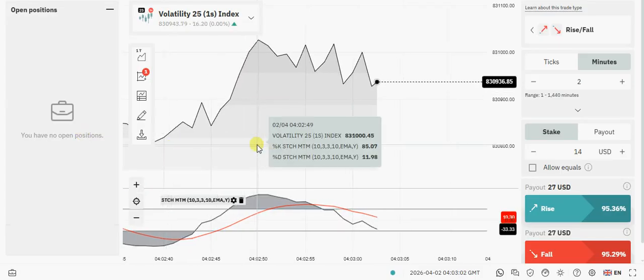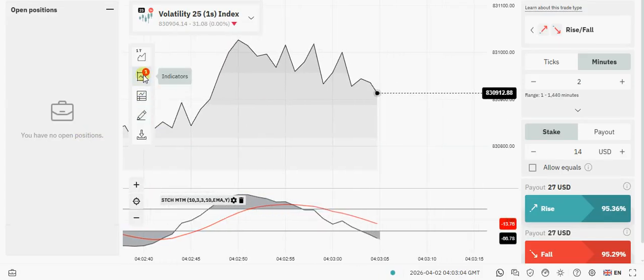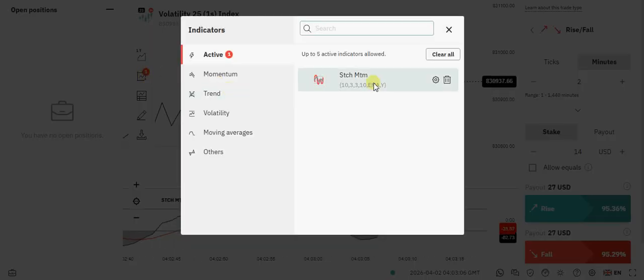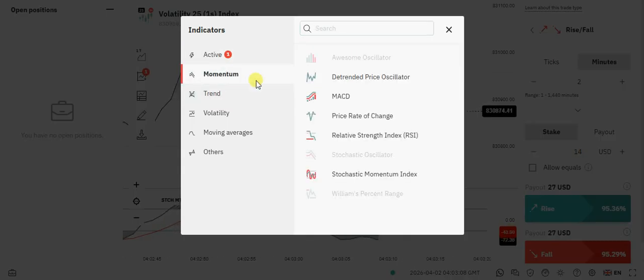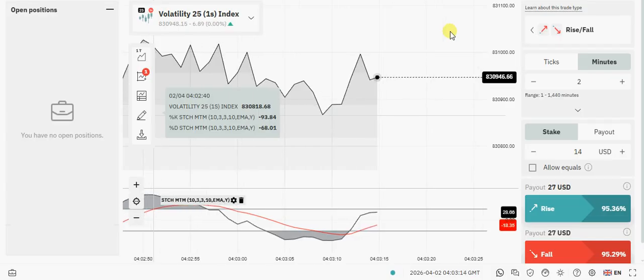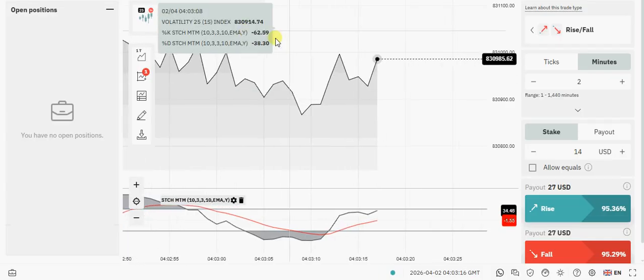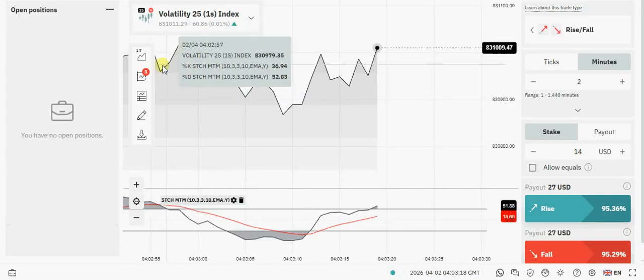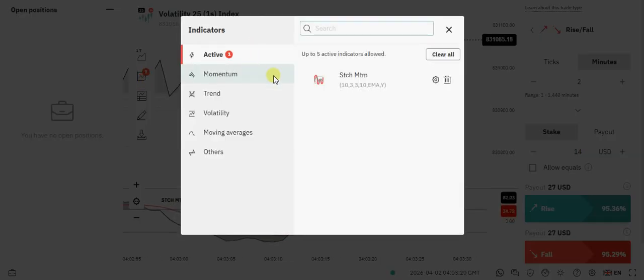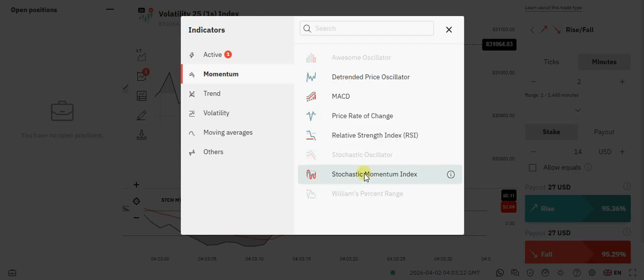So we're using the stochastic indicator right here. It's under the momentum, that's stochastic momentum index indicator, SMI. So once you log into your trading account, you go to Volatility 25 1x. Then you go to the indicator right here. You click on momentum. You click on this. You're going to see it right here.